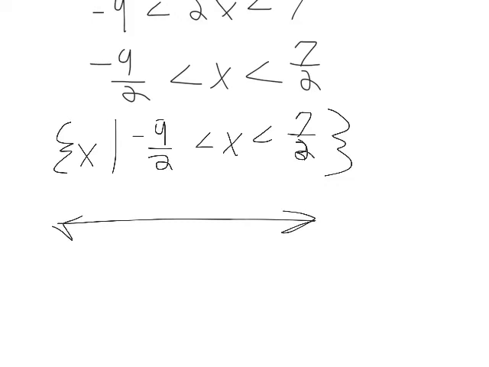Graphically, we would just have a negative 9 halves and a 7 halves. Now, the symbol that we use will be different this time because it's just less thans. We don't have a less than or equal to, so you use a parenthesis instead of a bracket. That shows that you're not including the number where you're marking it. You're not including the endpoint in the set.